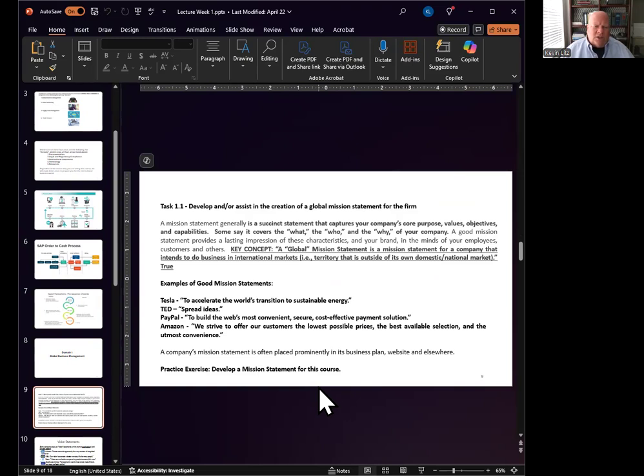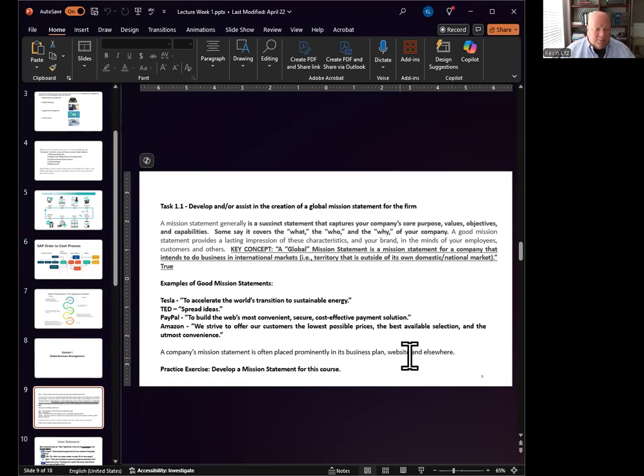Now, let's switch into the first general area that we talk about, which is a global mission statement. Let me give you a piece of advice for this course. Whenever you see a key concept, that is definitely something I want you to remember for this course, to focus on. But basically, a mission statement just basically says what are we about? The what, why, who, and where of our company, the why.